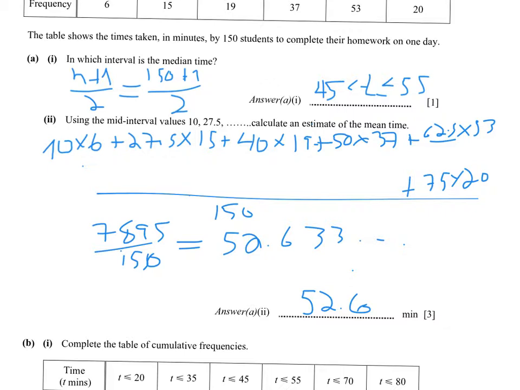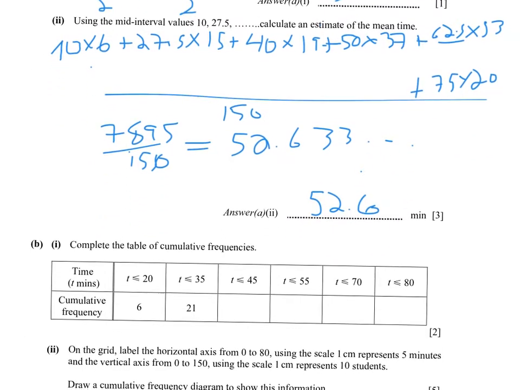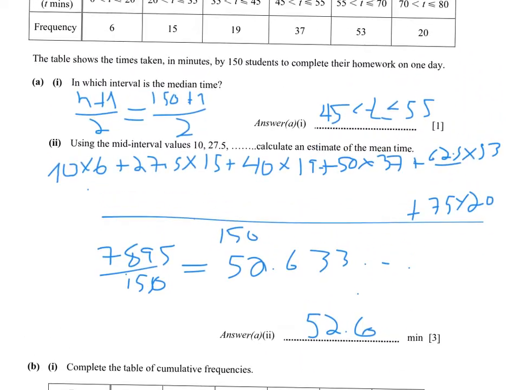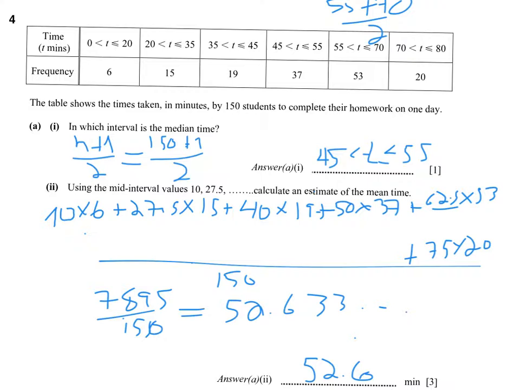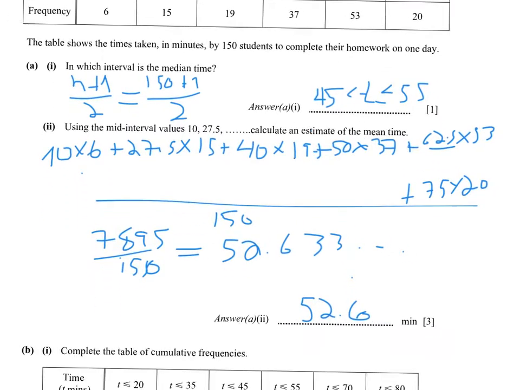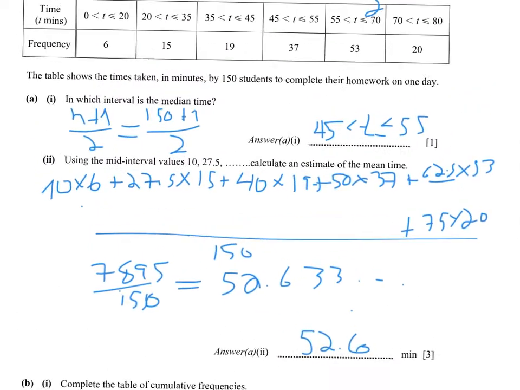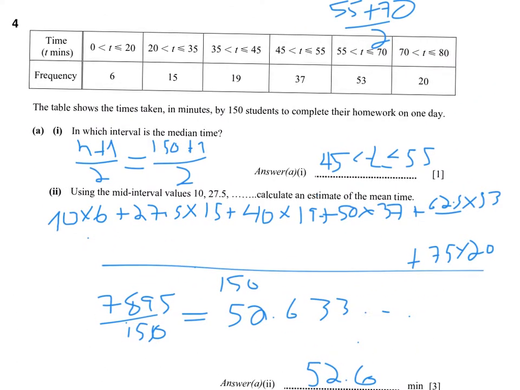Complete the cumulative frequencies. You can notice that the inequality signs have been simplified to just less than or equal to. In the first interval, that's good, 6. Now, how many were under 35? You have to add the first 2 frequencies. 6 plus 15, 21. Oh, it's done for us. And then 21 plus 19 in the next interval, 40, plus the next one, 77, plus the next one, 130, plus the next one, 150.